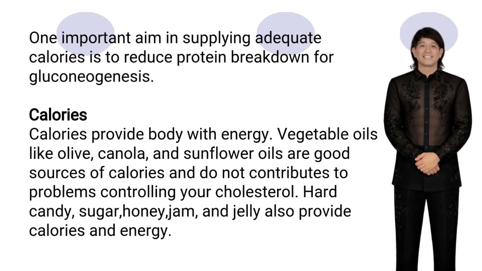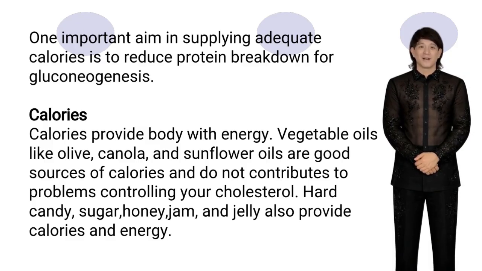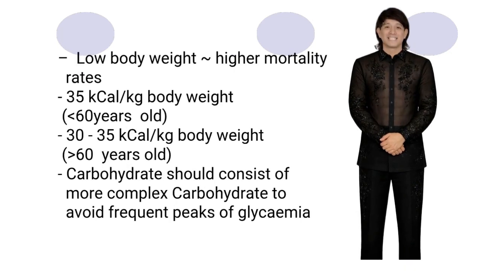Low body weight is linked to higher mortality rates. For those under 60, aim for 35 kilocalories per kilogram body weight, and for those over 60, 35 kilocalories per kilogram. Focus on complex carbohydrates to prevent frequent glycemic peaks. Maintaining an adequate nitrogen balance is crucial for dialysis patients. There's a significant link between serum albumin levels and mortality.